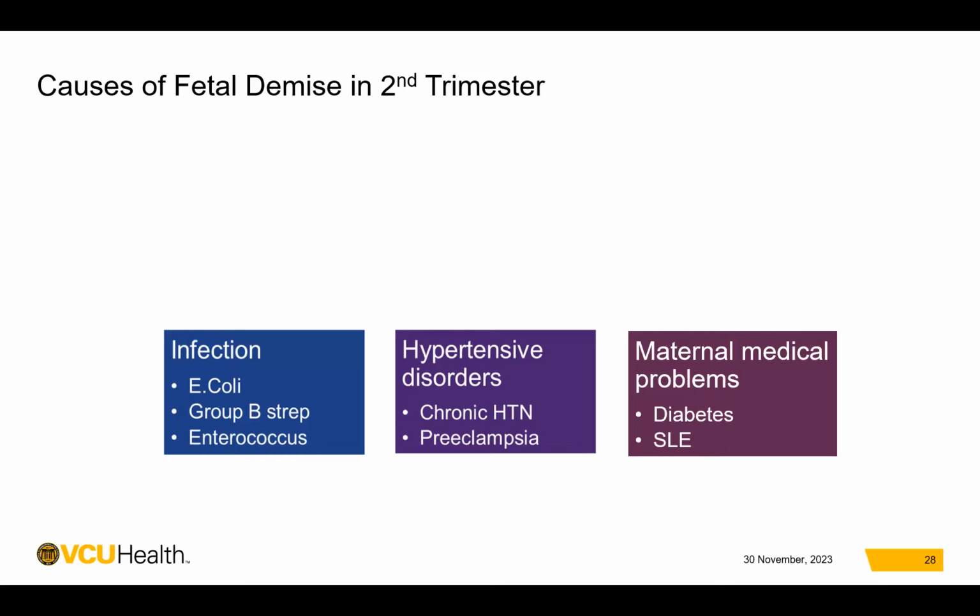Infection is a possibility, and E. coli, group B strep, and enterococcus are all UTI pathogens. So I wonder if that's related. Hypertensive disorders, so chronic hypertension, which is developed before the 20th week of gestational age, can cause it, and so can preeclampsia. And then maternal medical problems like diabetes or lupus. She doesn't have those. However, every patient does have a first presentation for a condition. So just to keep that in mind.